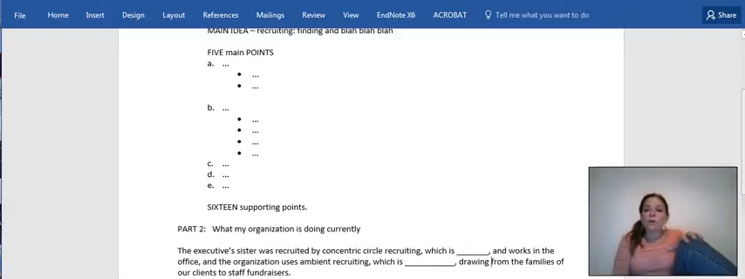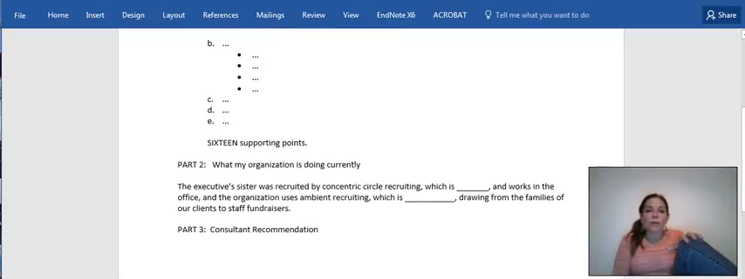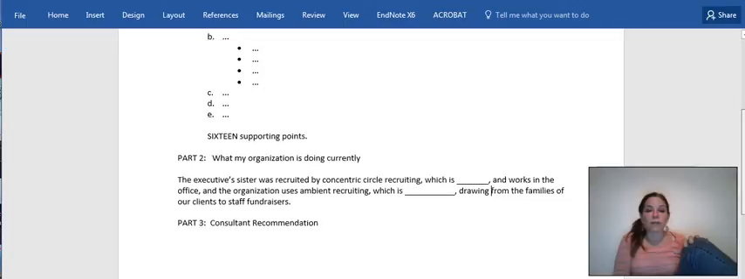All right, so when you go look at my thing, you'll see that in one of these areas, it explains what kind of recruiting you can use. That's the best practices. And so here I'm saying the sister was recruited using concentric circle recruiting, which is blah, blah, blah, and works in the office. And the organization uses ambient recruiting, which is some other thing, drawing from the families of our clients to staff fundraisers. And I'm not going through all that.